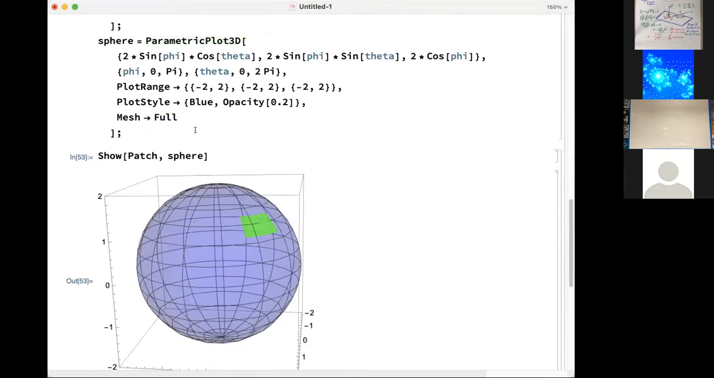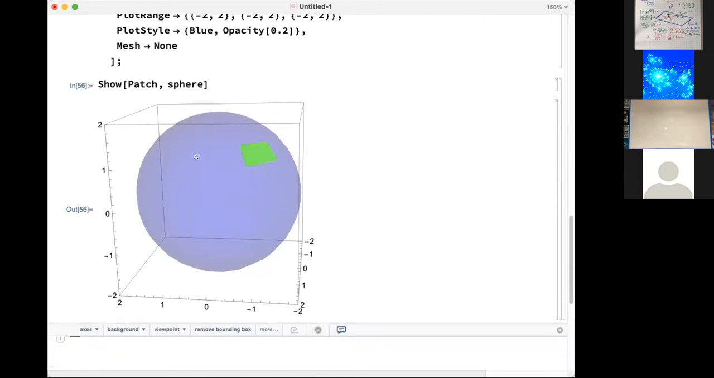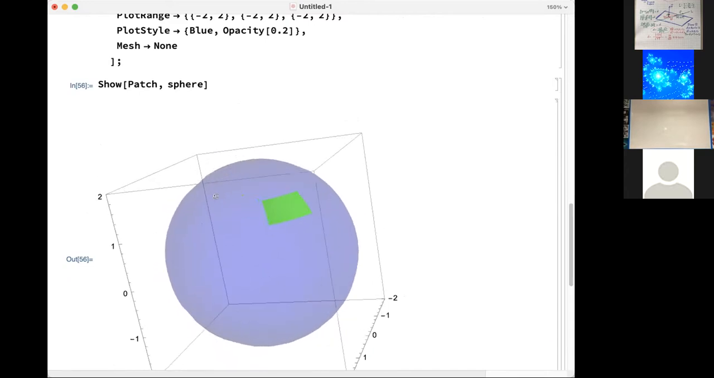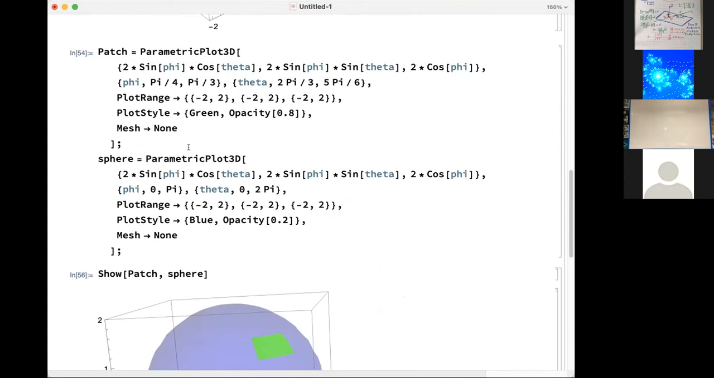Okay, that's not so bad. I don't know, I'd have to compromise. I could probably control these mesh lines if I wanted to, and I don't want to mess with that. I'd have to look up the documentation on how to control that. So I'll just go back to Mesh None. There's my sphere, which is blue. It doesn't have much context since it's just a blue blob, but there's my green patch of the sphere. I created both with ParametricPlot, full sphere and patch of sphere. Okay, that is something I wanted to demonstrate.